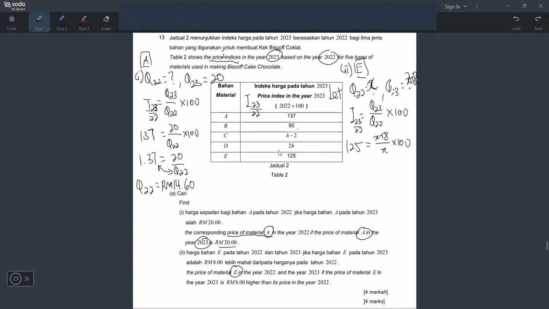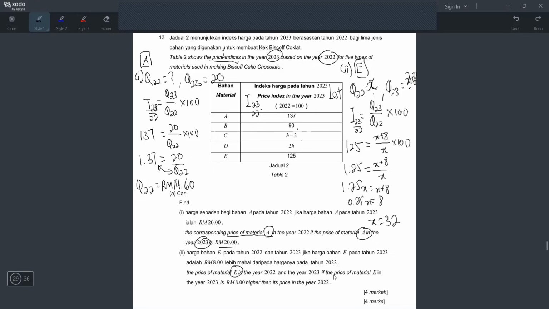And I repeat one more time because it's very important. So I keep repeating. If the question never mentions any of this material, you will take the composite index. Okay? If they don't tell you. Okay, 125 divide 100 is 1.25. This one is X plus 8 over X. X becomes times. So 1.25 X equals to X plus 8. 1.25 minus 1 is 0.25. X equals 8. So X equals to 32. Right? So this is the answer.